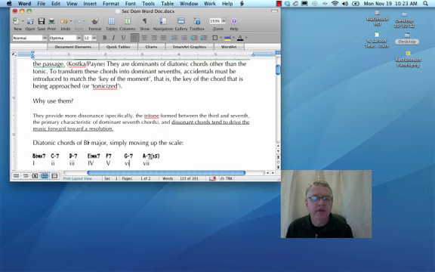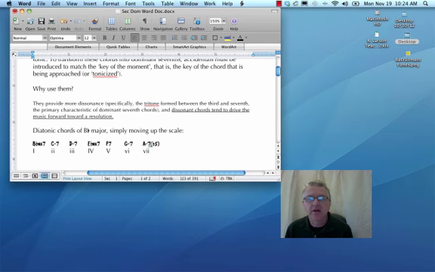Why use them? They provide more dissonance, specifically because of the tritone that is formed between the third and seventh of a dominant seventh chord. That's very dissonant, and it says, it's underlined here, this is actually right from the book, dissonant chords tend to drive the music forward toward a resolution, and what we want to do is our music needs to have momentum, and this is how we get momentum.